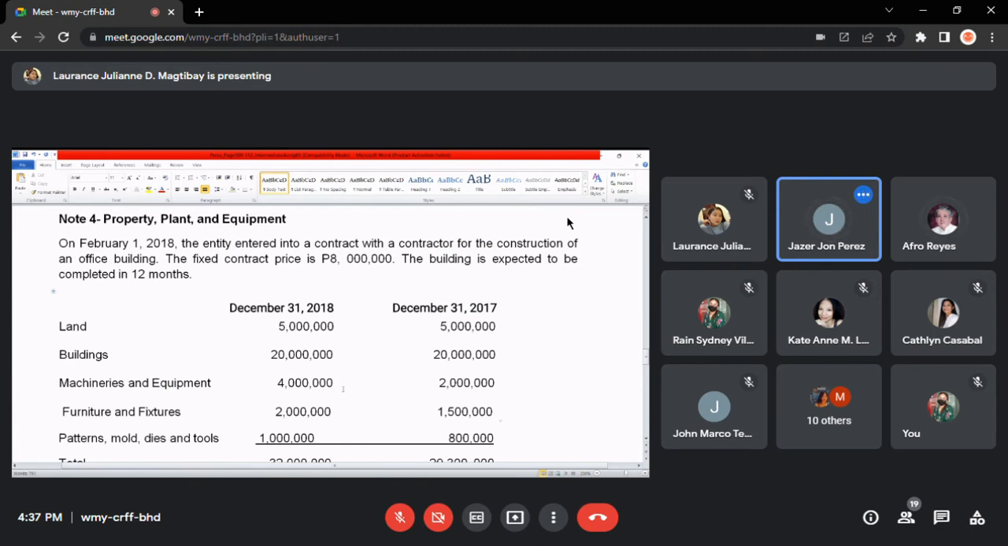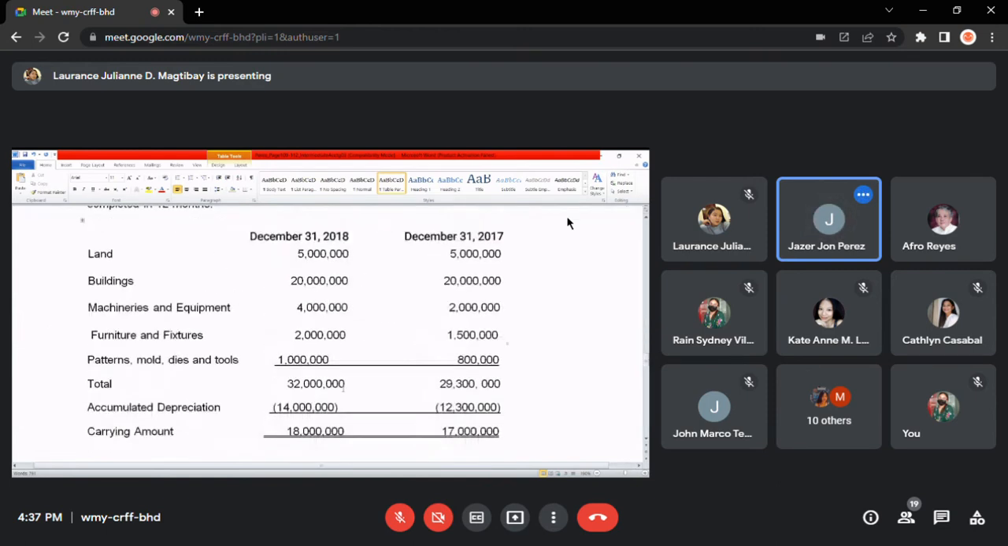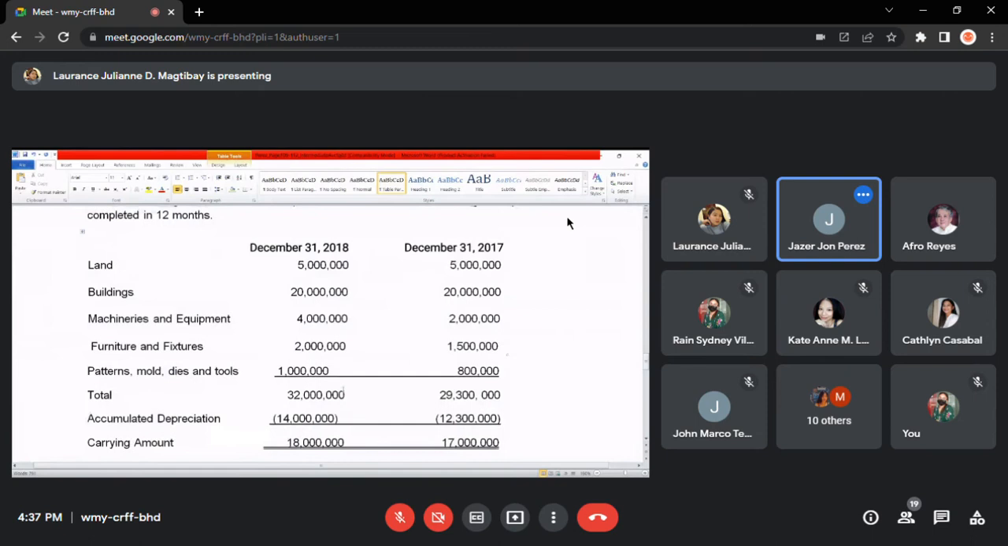For the column of December 31, 2018: land 5 million, buildings 20 million, machineries and equipment 4 million, furniture and fixtures 2 million, patterns, mold, dies, and tools 1 million, with a total of 32 million, and accumulated depreciation of 14 million. 32 million minus 14 million is 18 million, which is the carrying amount.